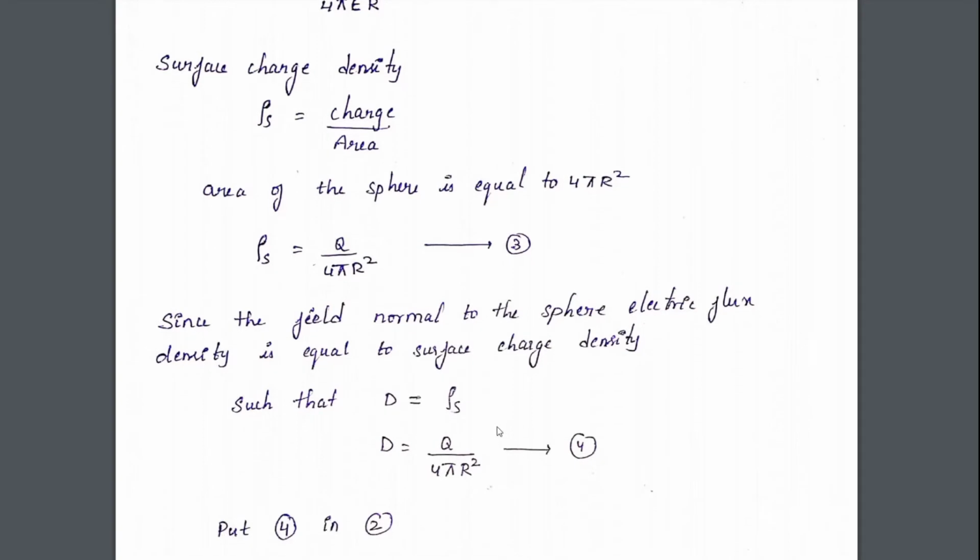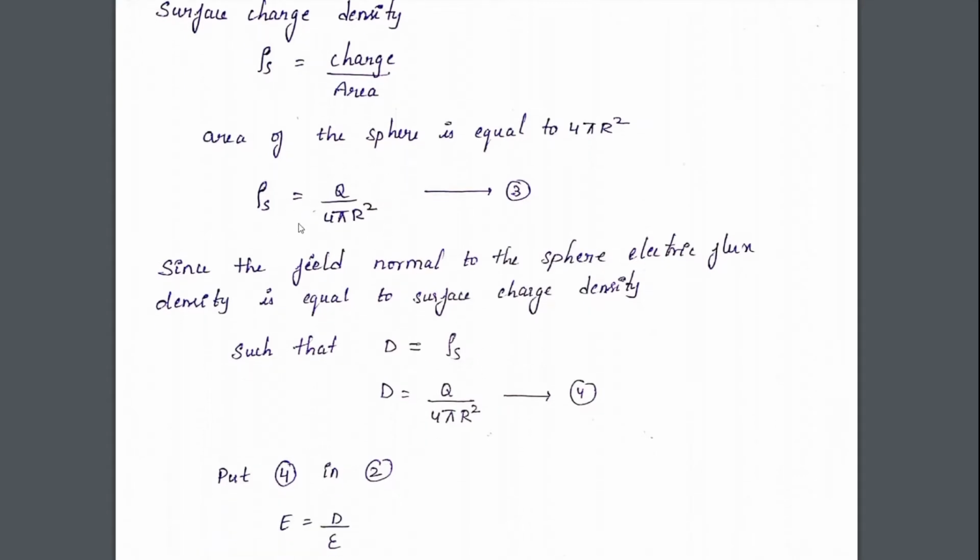Then after calculating this rho S, you need to define how this rho S and electric flux density are related. Since whatever field you're calculating in this figure is normal to the surface of the sphere, what happens? D is equal to rho S. So whatever rho S you calculated above will be equal to the D value.